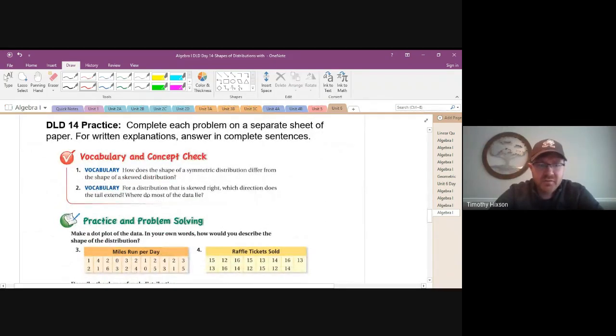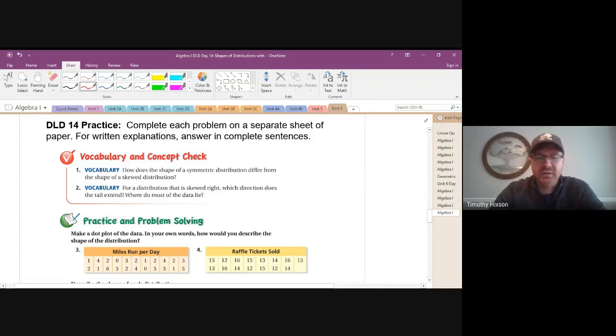Okay, so I've given you some practice. First of all, these vocabulary, don't skip these. I want you to explain a little bit. Put some of this in your own words. On the Google form, I made it paragraph, all right? Use complete sentences, express your thinking here. How does the shape of a symmetric distribution differ from the shape of a skewed distribution? Okay, so here we're not talking about left or right, but how does symmetric differ from skewed either way? And then for a distribution that's skewed to the right, which direction does the tail extend? Where do most of the data lie? So again, just trying to get you expressing some of what we just talked about in your own words.